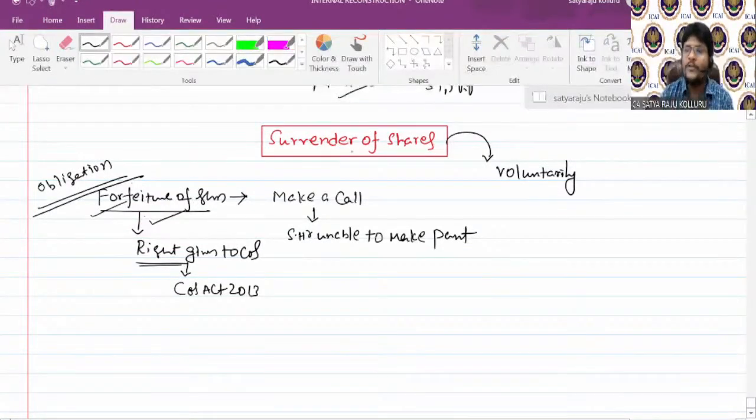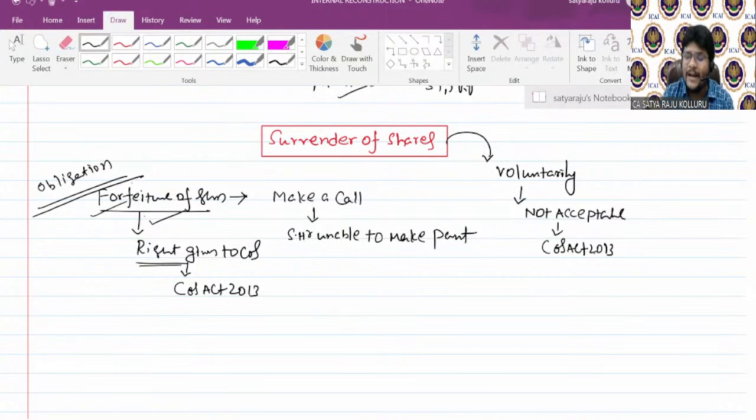But any shares which are surrendered by the shareholders voluntarily are actually not acceptable as per the Companies Act 2013. Sir, there is no provision discussing surrender of shares, and it is also not valid if the company is getting shares from the shareholders when the shareholders voluntarily submit such shares to the company, which is completely against the provisions of the Companies Act 2013.